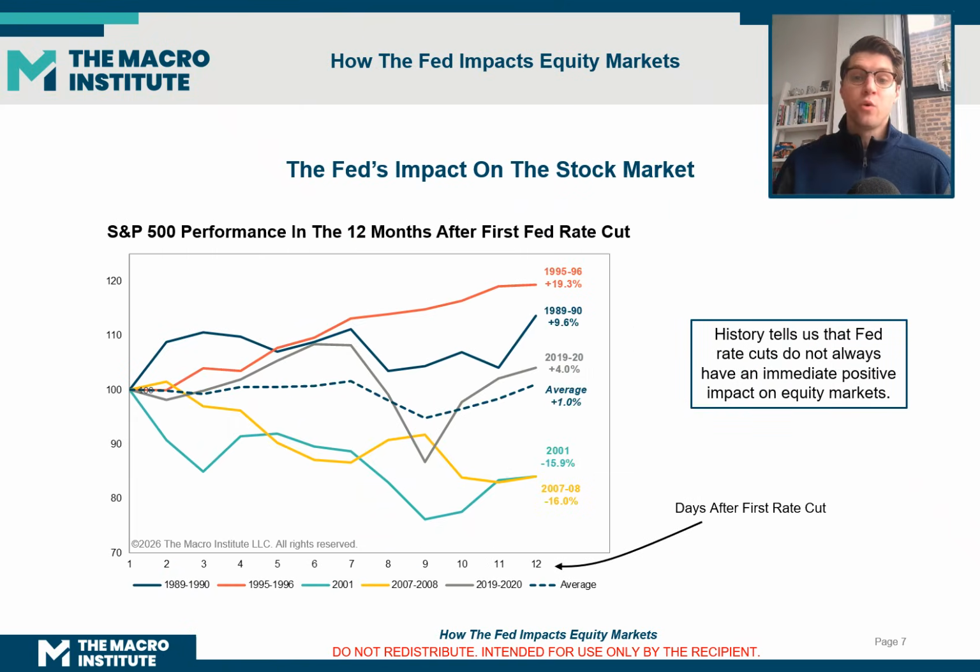So I have three really cool charts based on some analysis we did here at the Macro Institute. We looked at some of the previous rate cutting and rate hiking cycles. So in this chart here, this is the S&P performance in the 12 months after the first Fed rate cut of a cutting cycle. So we have 5 different instances here, as well as the average.